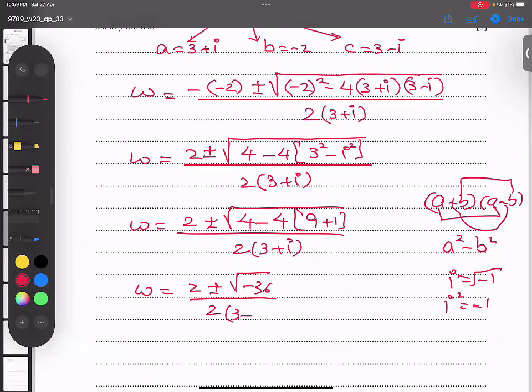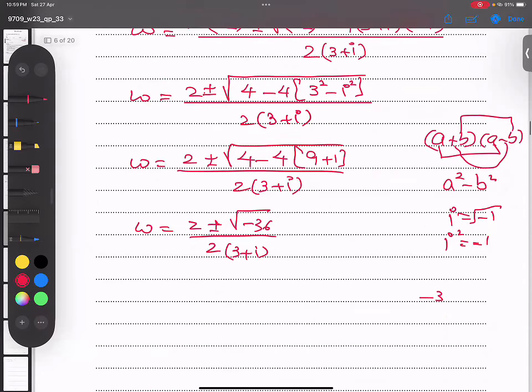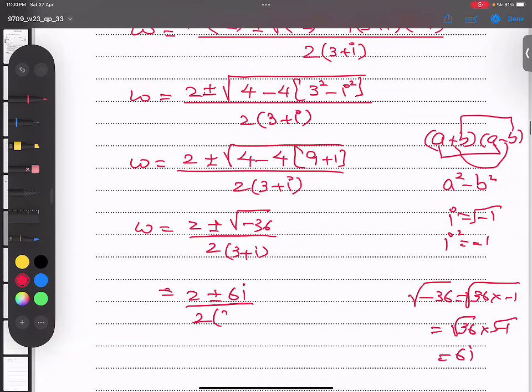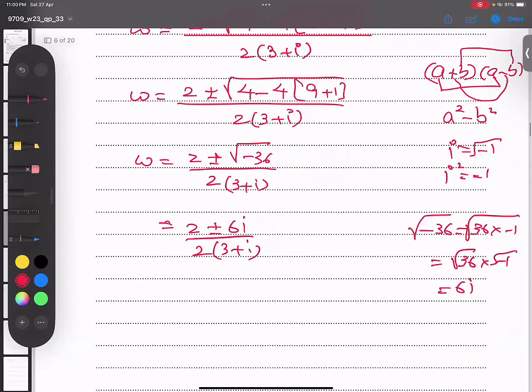And I get this. Negative 36, I can break into 2 parts. 36 into negative 1, root. So root of 36 separate and the root of negative 1 separate. I got 6 iota. Okay, take 2 common from the top, 1 plus and minus 3 iota. And that 2 is cancelled with this 2 after taking common. So I get 3 plus iota. So students, I think up till now you understood.